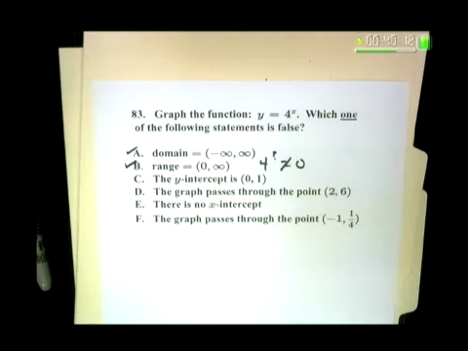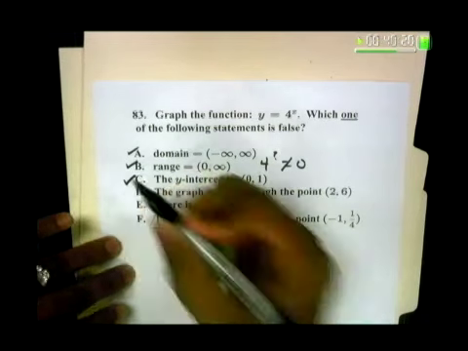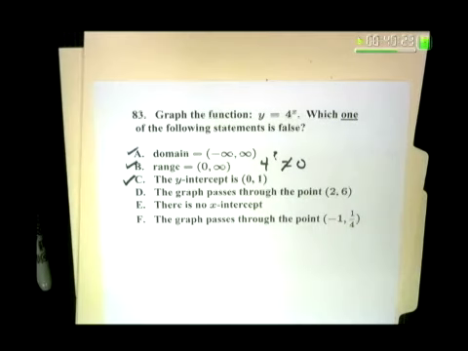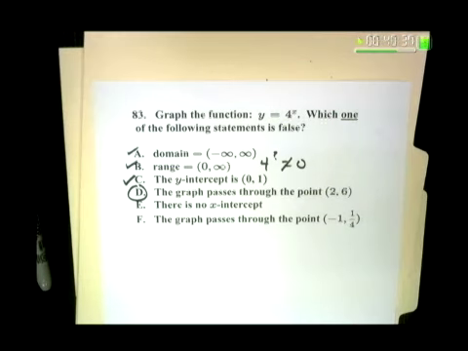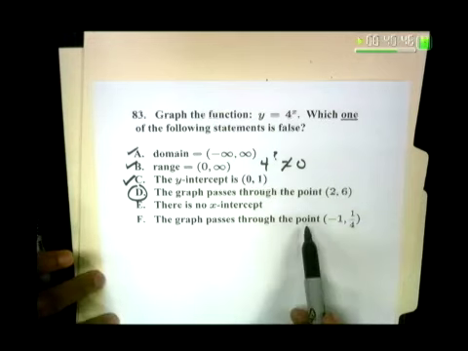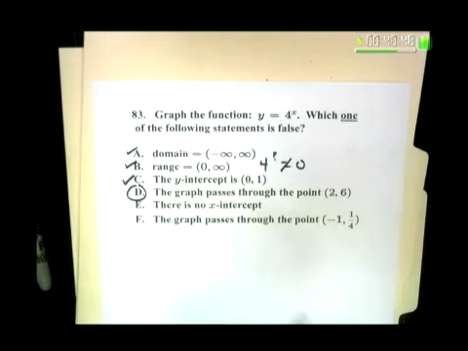The y-intercept is 0, 1. It's true, because when I plug in 0 for x, the y value would be 1. So 4 to the 0 is 1. The graph passes through the point 2, 6. That would mean 4 raised to the second power would be 6. Is that true? No. So the answer is actually D. There is no x-intercept, basically because if that were true, then the y value would be 0, and we saw that that's not true. And the graph passes through the point -1, 1/4, and that is true. So these are both true.